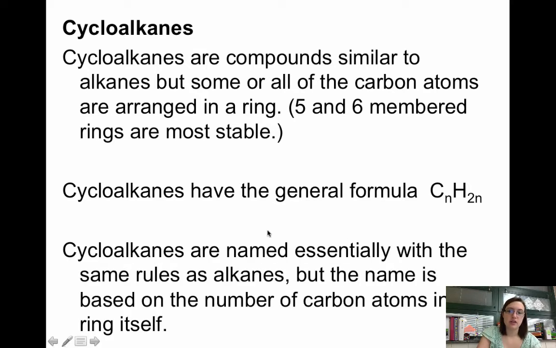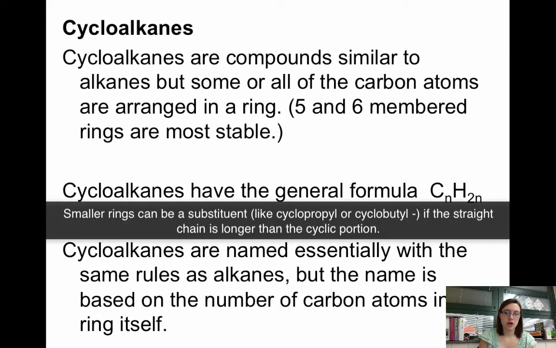So cycloalkanes are named essentially the same as an alkane, but the name is based on the number of carbon atoms in the ring itself. So as you're looking at the cycloalkanes, it's going to be based on the number of carbons that's in the ring itself. So some examples.